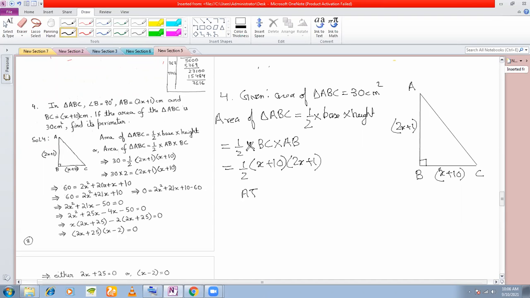So according to the problem, Excuse me, sir. Yes, tell me. Sir, I have a question. Yes. So while we were doing this, that is half into x plus 10 into 2x plus 1, we will not write that 30 centimeter square is equal to half into x plus 10 into 2x plus 1? That's what I'm doing. According to the problem, half into x plus 10 into 2x plus 1 is equal to 30.